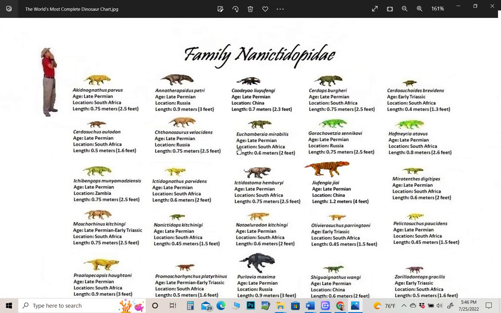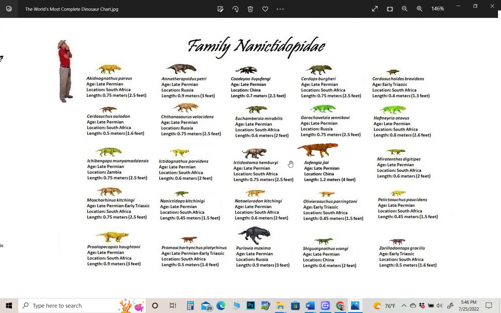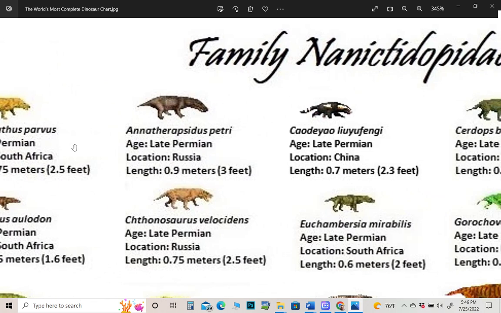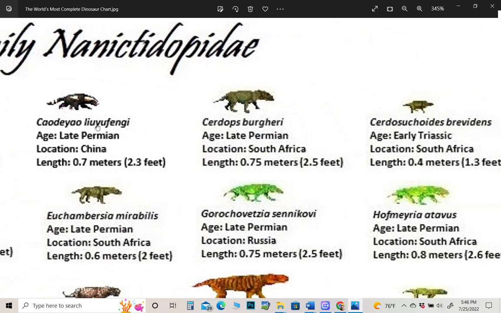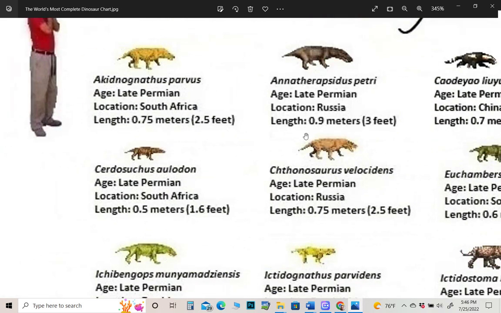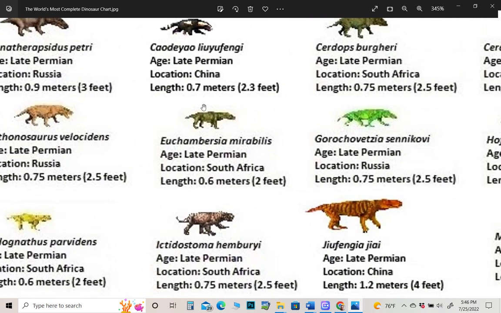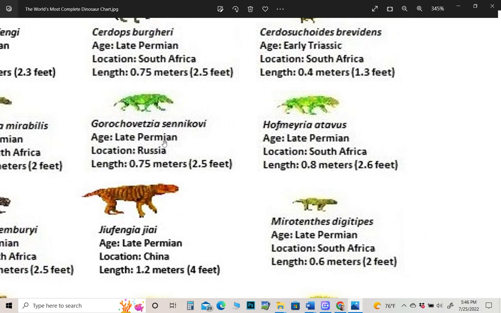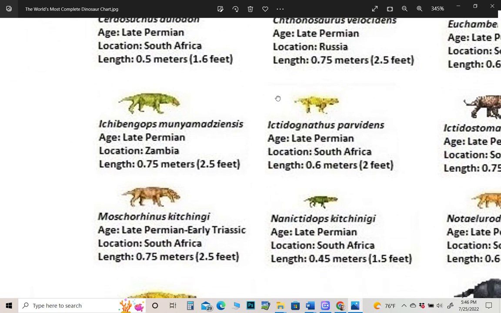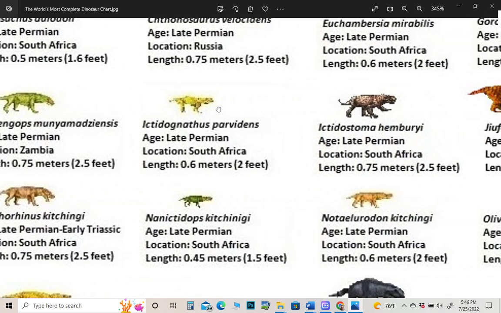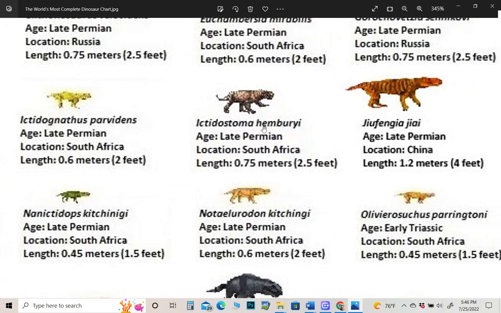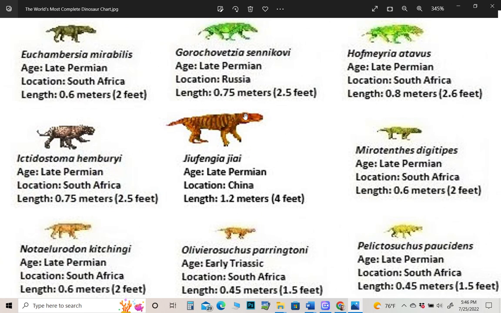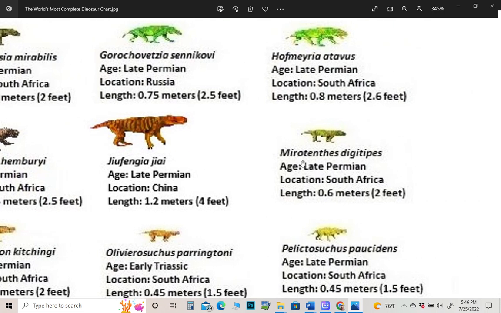These ones I actually spliced some images together because there wasn't enough actual images online, so I took some images and modified some things. Achitognathus, Anatherapsidus, Caudio, Ceratops, Ceratosuchoids, Ceratosuchus, Chthanosaurus, Euchamberzia, Gorochovetsia, Hoffmeiria, Bengops, Ictidognathus, Ictidostoma, Geophingia. I actually spliced this together from stuff, but then I painted stuff in. It kind of turned out well, the tiger stripes on it.